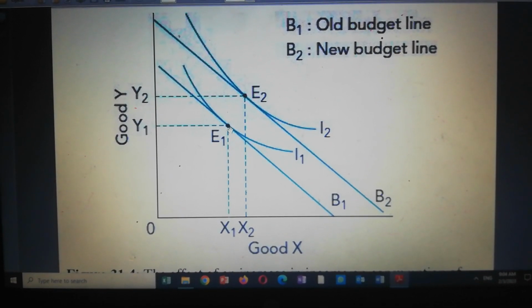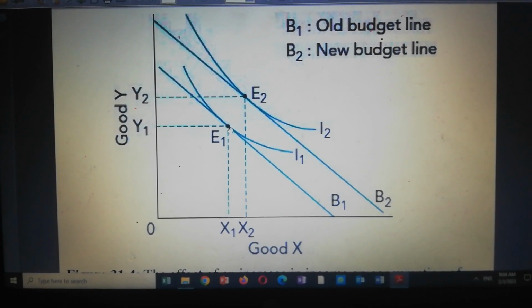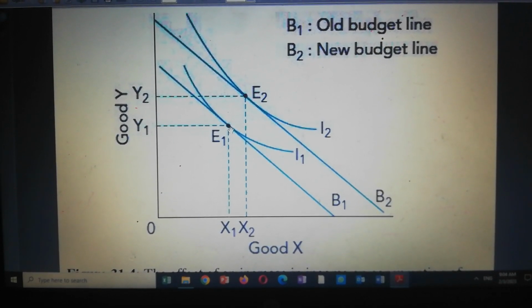It is only when our budget line is shifted, which can be as a result of a change in income, that our indifference curve is likely to shift together to a new point here, which is B2, giving us indifference curve 2 with another equilibrium point E2. Okay? So this is what happens.